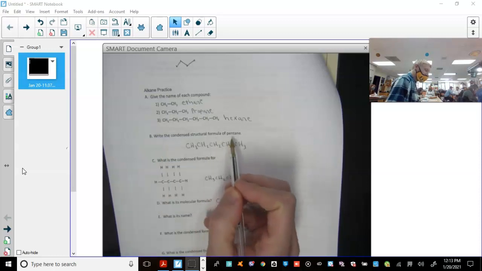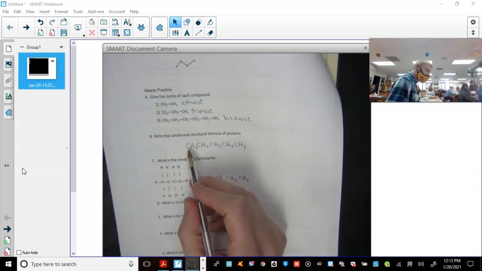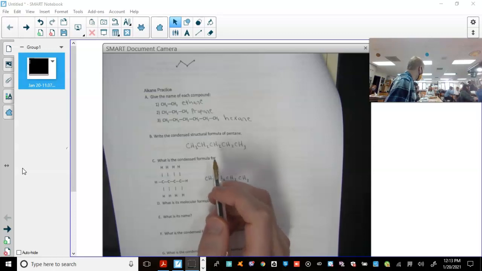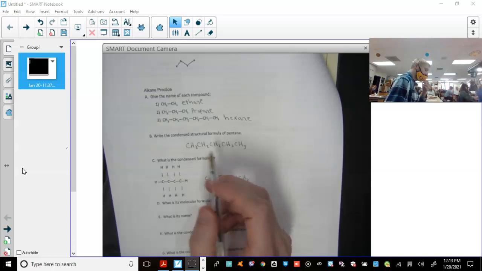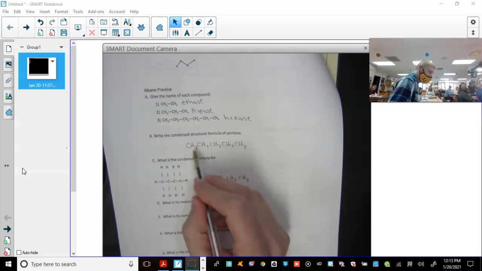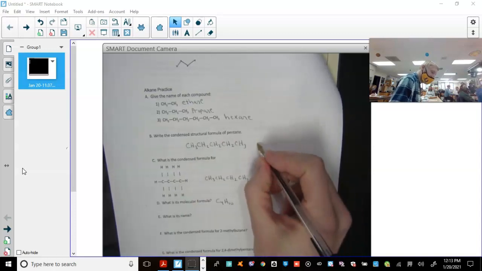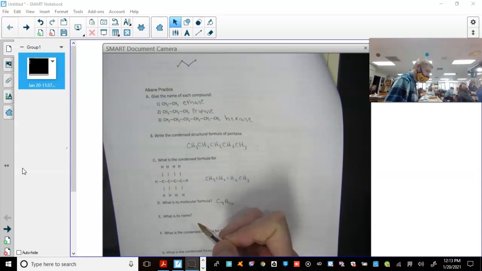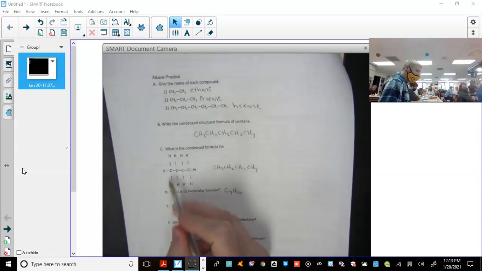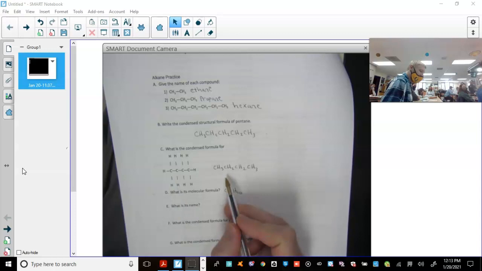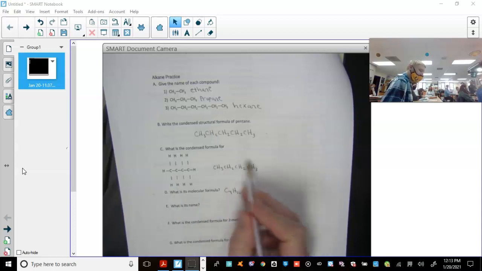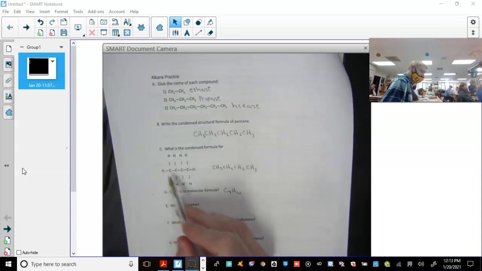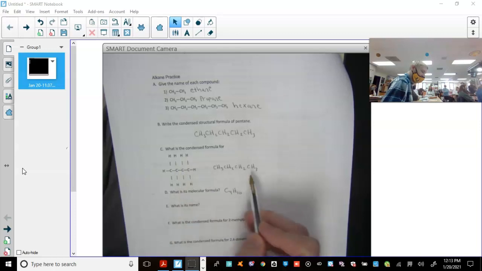Condensed structural formula for pentane. So condensed means we got our CH groups clumped together, CH, CH, and how many H's are with it. So there we go. It's the same thing as this, only with an extra carbon in the center. So this is the expanded structural formula. We want to write the condensed structural formula. So we got CH3, CH2, CH2, CH3.